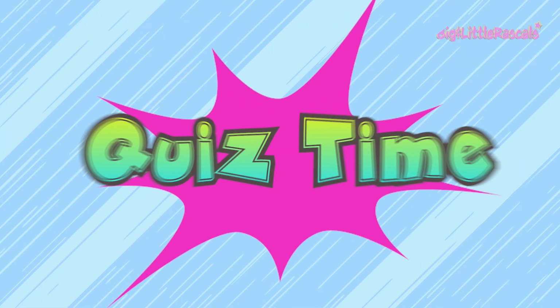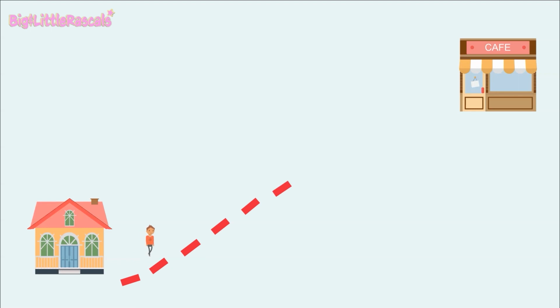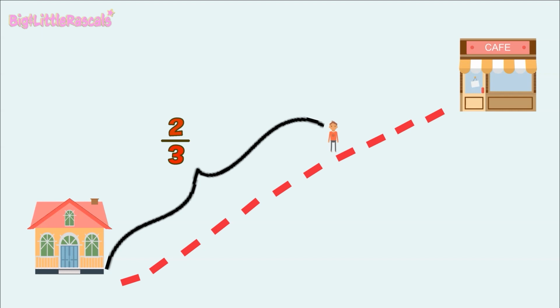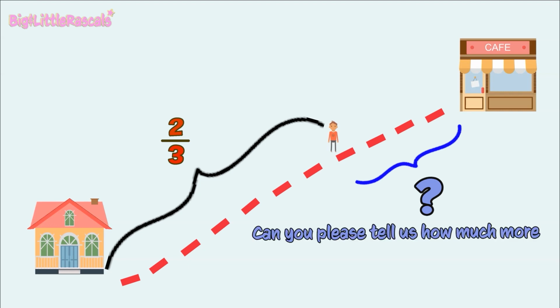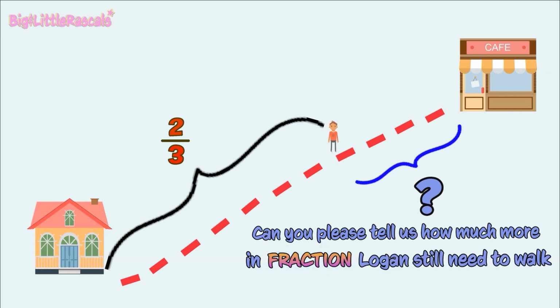Yum! Now, quiz time! Ready? Okay, Logan is walking from his house to his favorite cafe, and we met him on the way. Then we asked Logan, how far has he walked from his house to the cafe? Logan thinks that he has walked 2/3 of his total trip. So how much more does Logan need to walk to reach the cafe? Can you please tell us how much more, in fractions, Logan still needs to walk to reach the cafe?